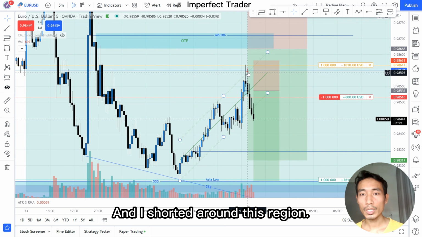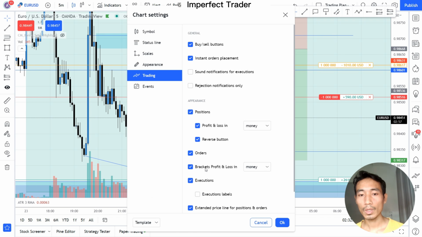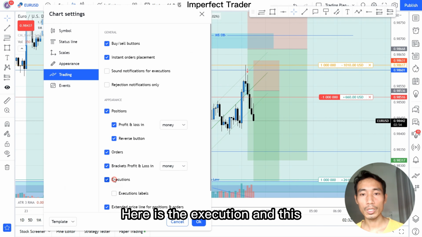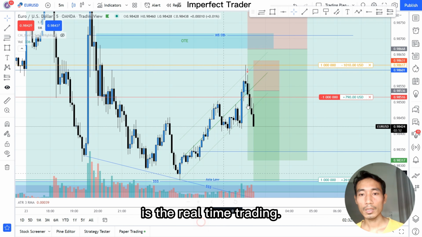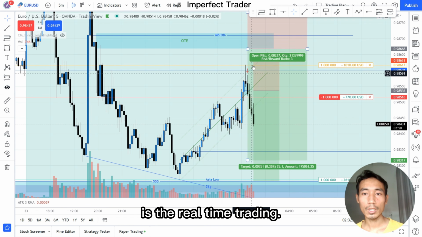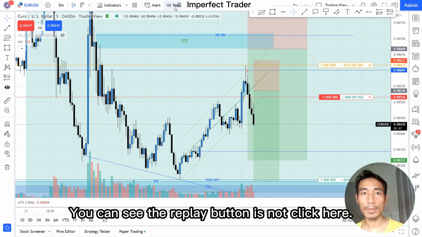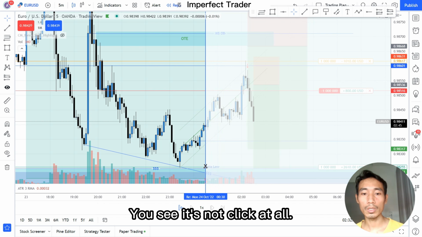I shorted around this region. You can see the execution. Here is the execution, and this is real-time trading. You can see the replay button is not clicked. Here you see it's not clicked at all.